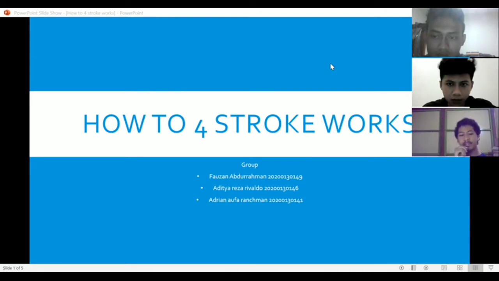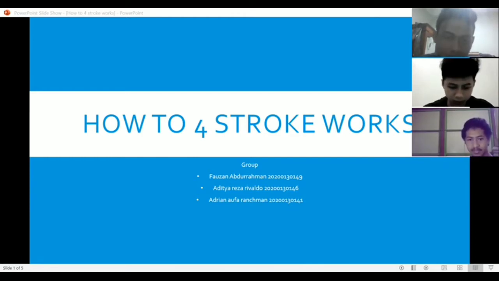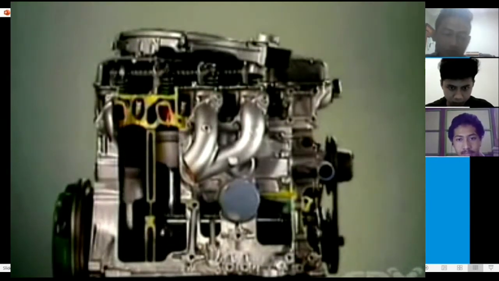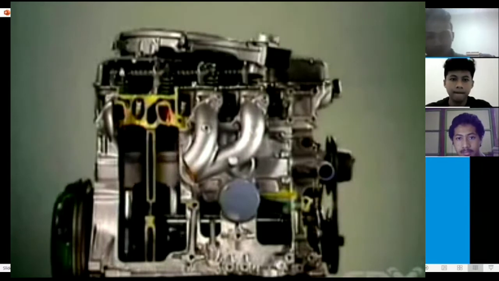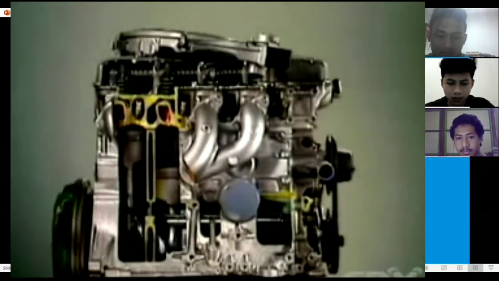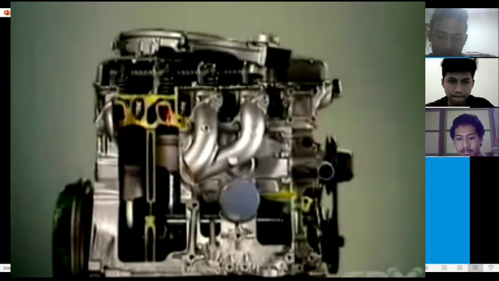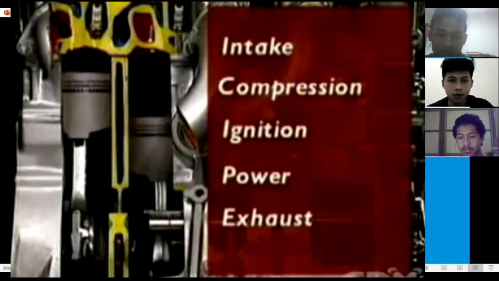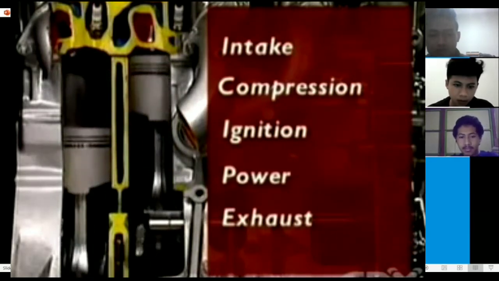We are going to explain how the four-stroke engine works. What is a stroke? It's the movement of the piston from top dead center to bottom dead center. Calling an engine four-stroke means its engine cycle has 4 strokes. A four-stroke gasoline engine uses internal combustion, so those 4 strokes must include the 5 key events common to all internal combustion engines: intake, compression, ignition, power, and exhaust.